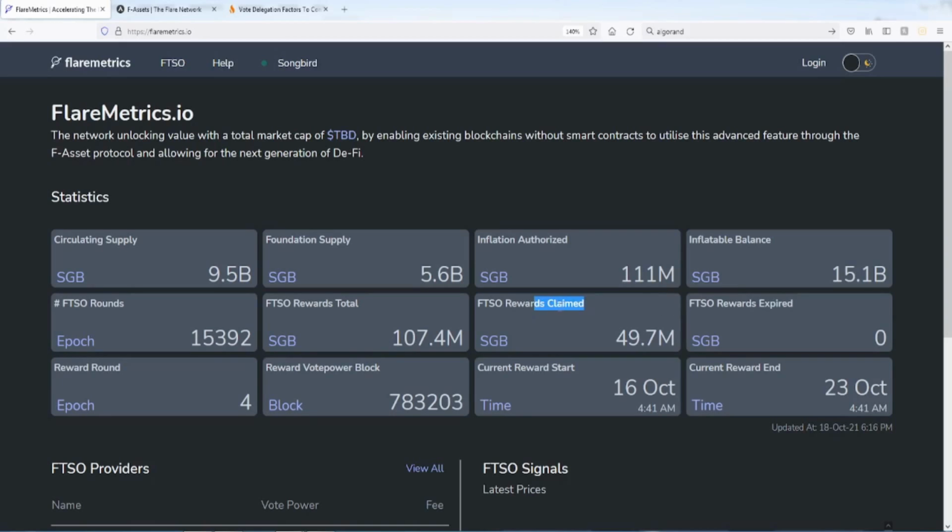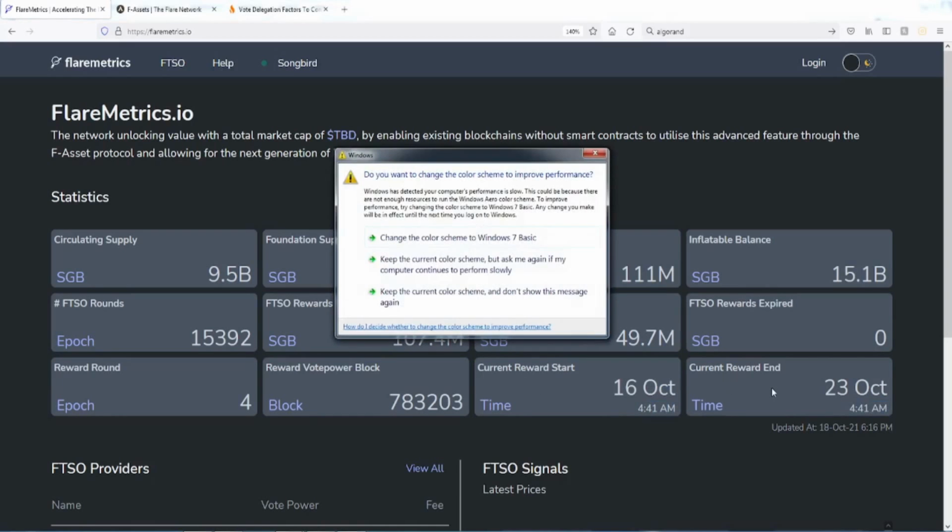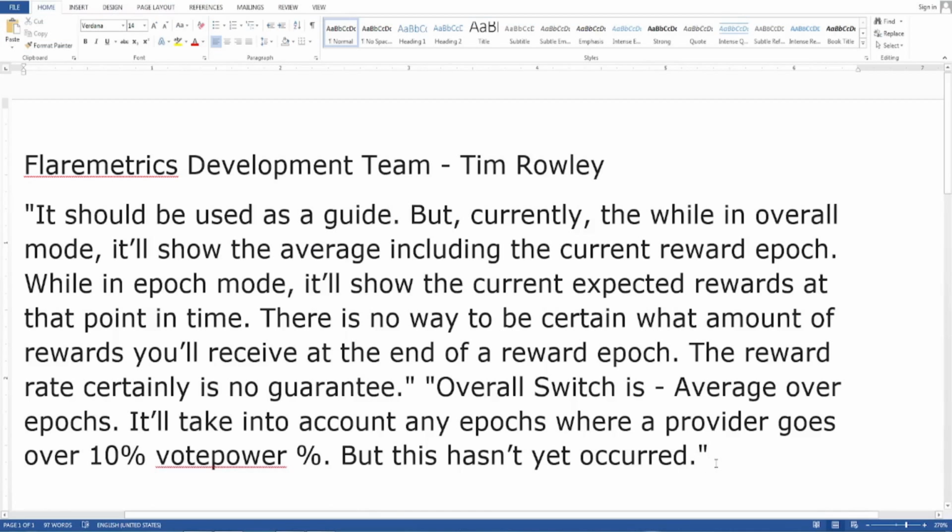Rewards total, rewards claimed here 50 million paid, and here just earned. Rewards expired 0. Reward epoch, so now we're on epoch 4. Then the current reward start and current reward end. You can check it on your local time, when the epoch starts and when the epoch ends.